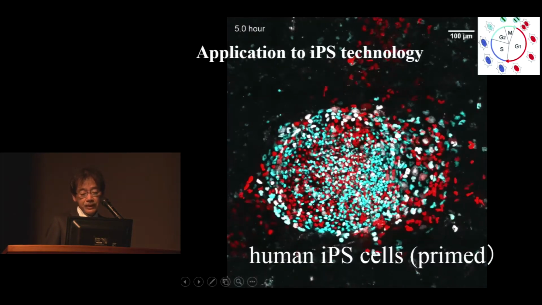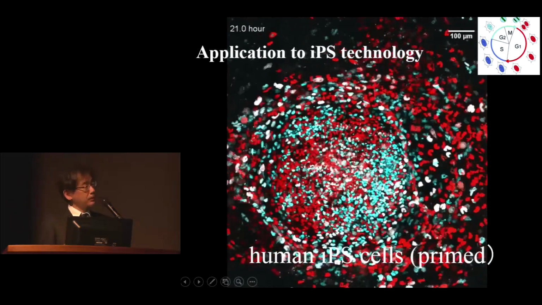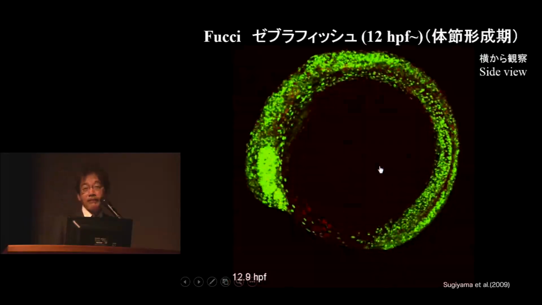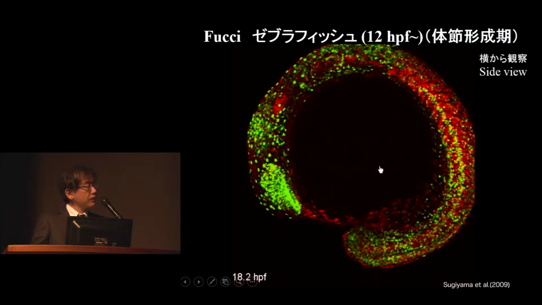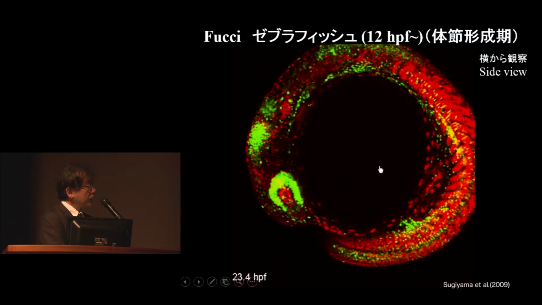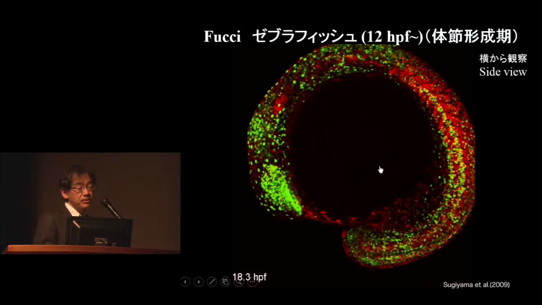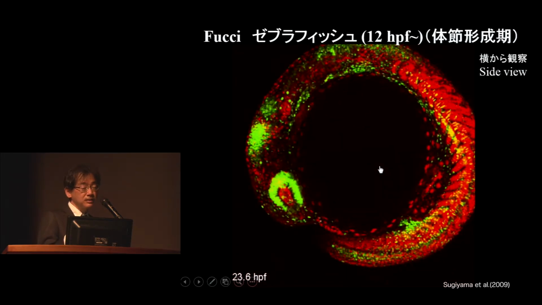And this can be applied to human iPS cells, and of course zebrafish. And in the zebrafish embryo, we can obtain the cell cycle profile in four dimensions: X, Y, Z, and T, time.